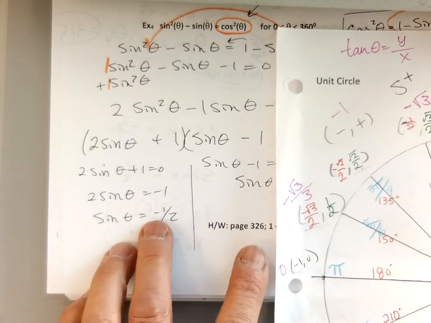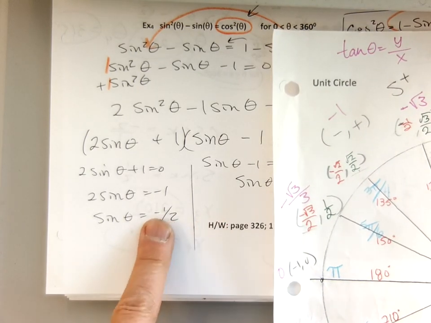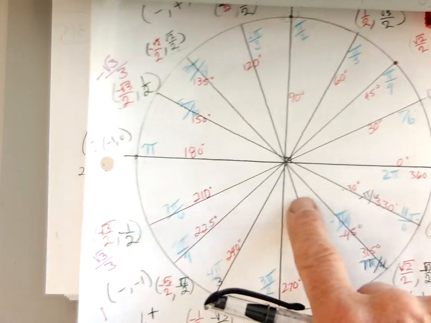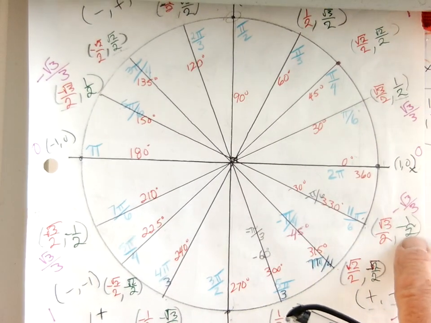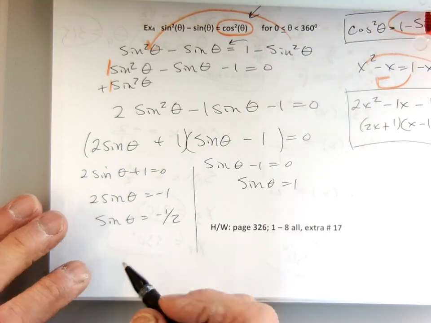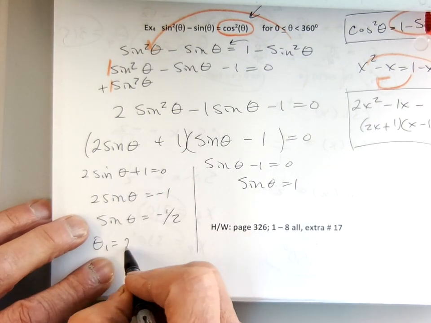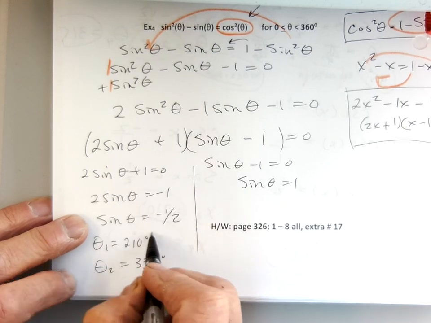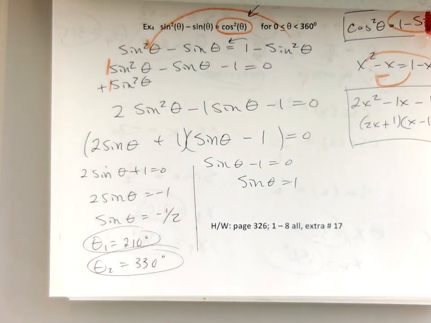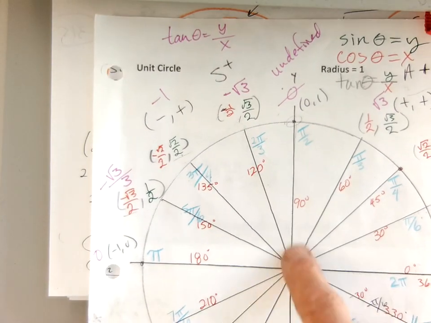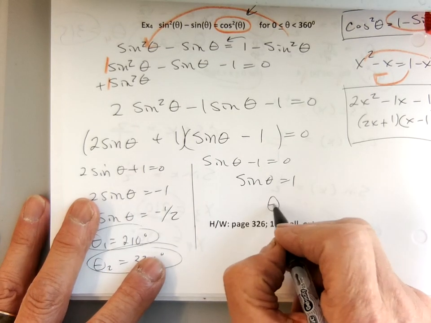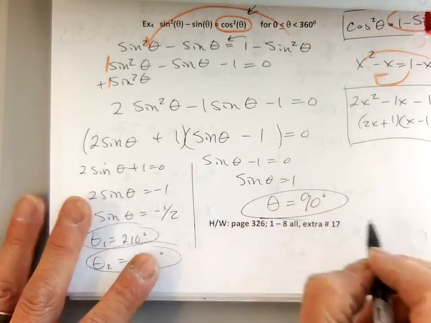So I'm going to go to negative 1/2 for sine, which is at 210 degrees and also 330 degrees. Okay, I've got 210 for negative 1/2 and 330 for negative 1/2. So my first two answers, theta 1 is 210 degrees. Theta 2 is 330 degrees. Sine of 1 only happens in one spot. Sine of 1 happens here at 90. So this time we get 3 answers, not 4, not 2, not 1. All right, what do you think?